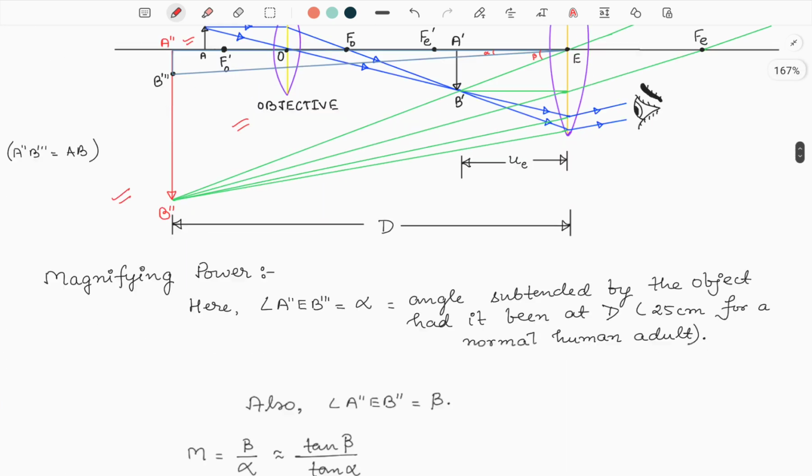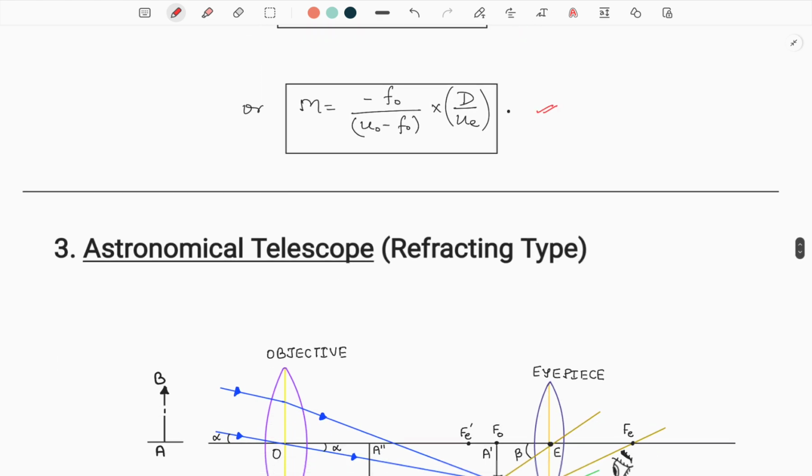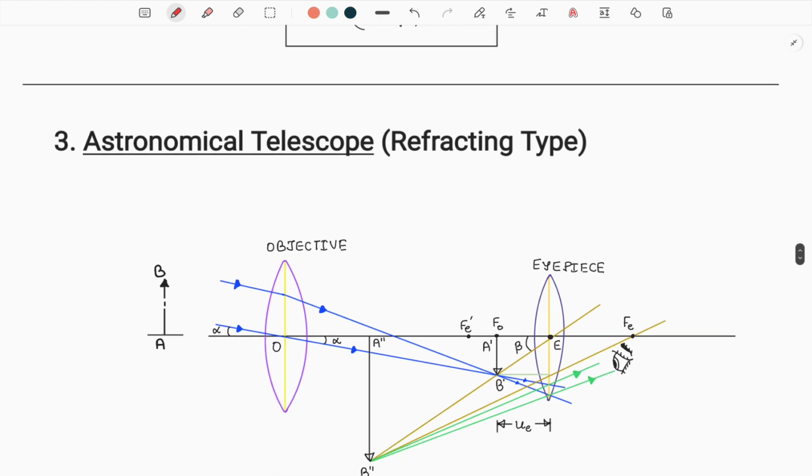Let us move to another optical instrument, which is the astronomical telescope. So what are the applications of the astronomical telescope? The above two instruments are used to see the magnified view of an object which is placed near the objective. So what happens if the object is not near the objective? First you have to take the image of the object near the objective and then magnify it. So for viewing celestial objects like the moon, stars, planets and other galaxies, we use the astronomical telescope, and there are two types, one refracting and one reflecting.